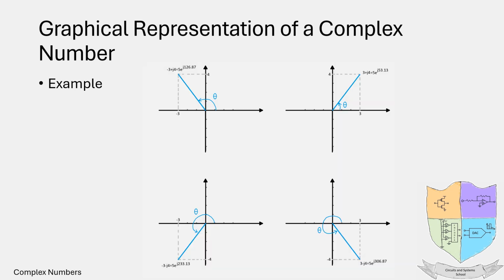Here you can see graphical representation of four different complex numbers. In fact, the absolute value of the real component of all the four complex numbers is the same. Similarly, the absolute value of the imaginary component of all of them is also equal. Only the signs differ, resulting in different angles.